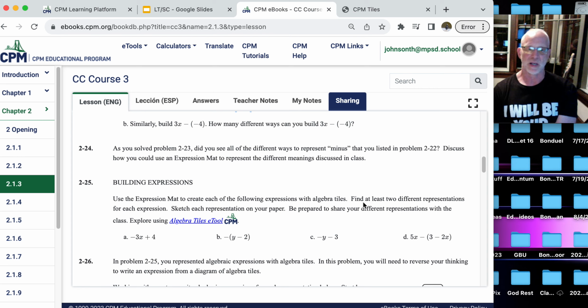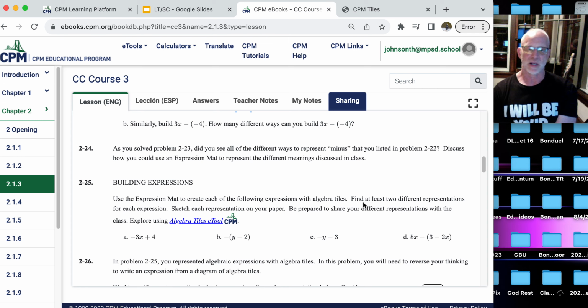Then we jumped down to the homework. And the homework is 29 through 33. 29. Simplify these. Again, I'm using algebra tools. Okay, simplify those. Combine like terms. Then find a simplified algebraic expression for each of these mats.